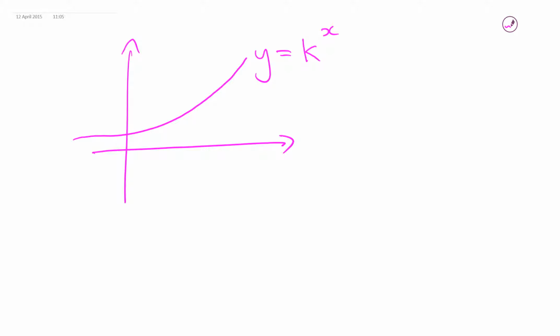Yeah? And what do we know about exponential graphs? They never touch the x-axis. Good. Okay, so the asymptote. Yeah, asymptote at the x-axis. Let's write that. Okay, where does it always cross the y-axis? One, at 1. Good stuff.